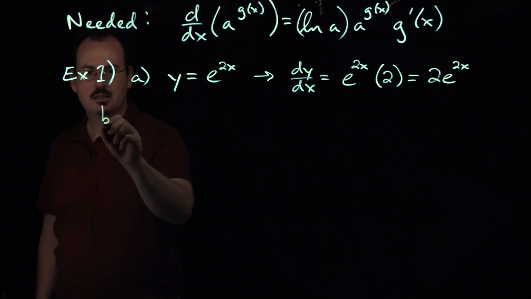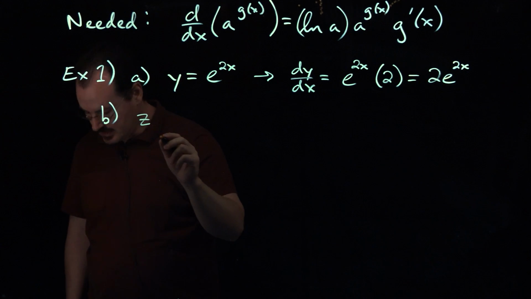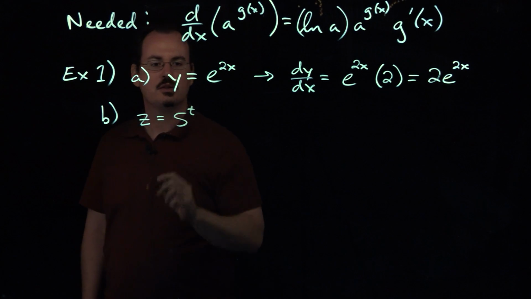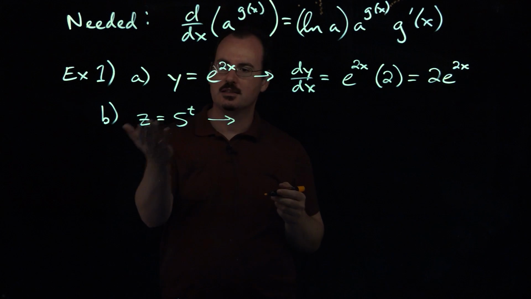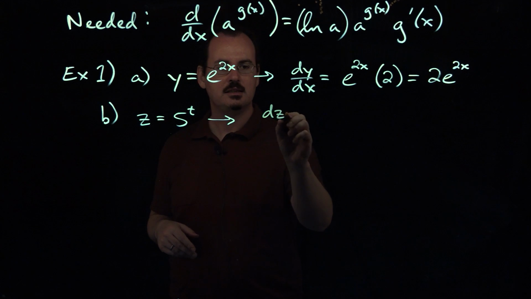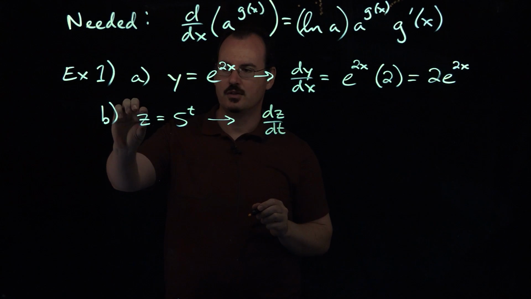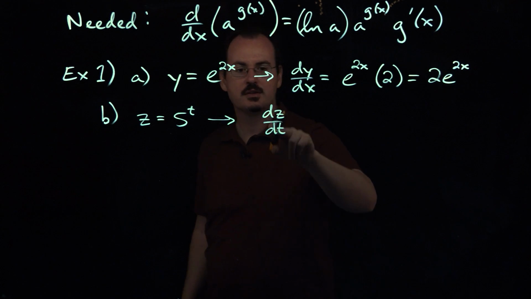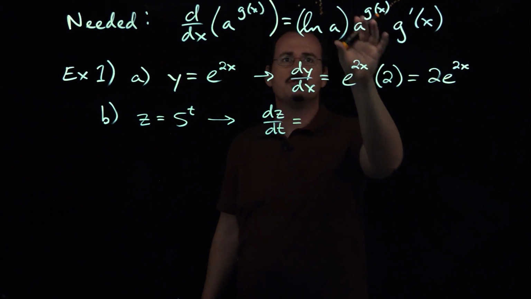Okay, for part B, this one has a different base. This is z is equal to 5 to the power of t. And as we do these problems, you can just notice the notation. This is z as a function of t, so its derivative is called dz dt. So it's the derivative of, that thing goes in the numerator, dz, and then whatever variable you see here, that's what goes in the denominator of this Leibniz notation. So here, dz dt, we'll use this thing up here.